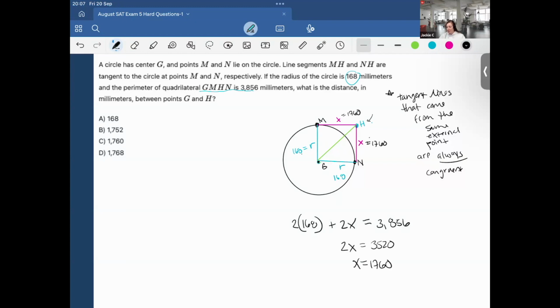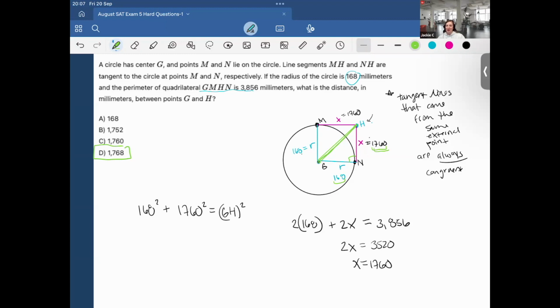And then final step, I need to find the distance from G to H, which, you can see, I could do with the Pythagorean theorem. I could do 168 squared plus 1760 squared is equal to GH squared. And I could solve that, however, saving time, the hypotenuse, which is what we're solving for, is the longest side. So it must be larger than 168 and 1,760. So looking at the answer choices, it must be 1,768.